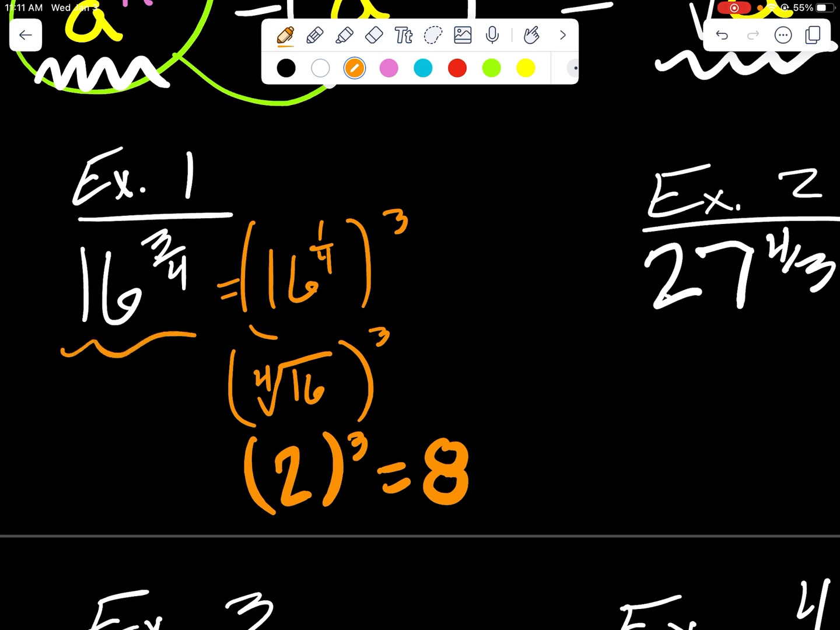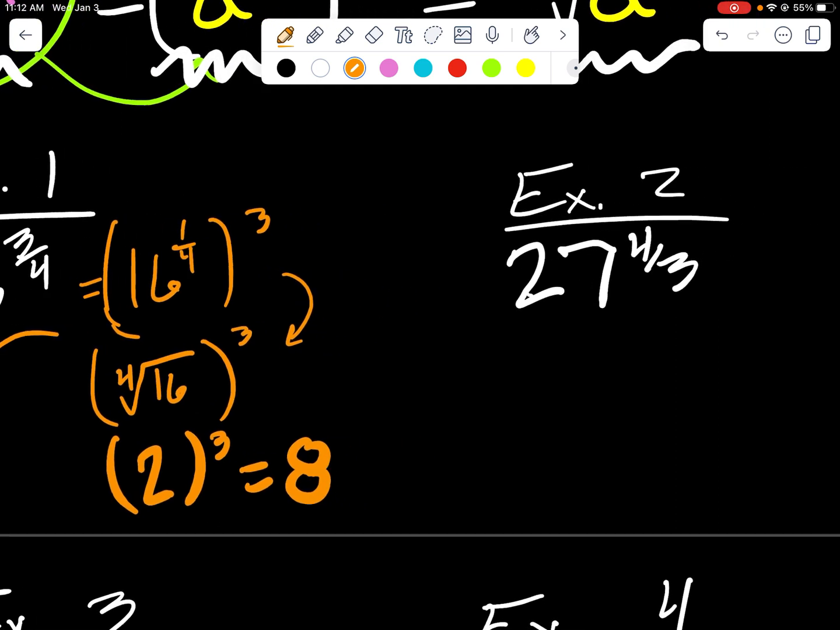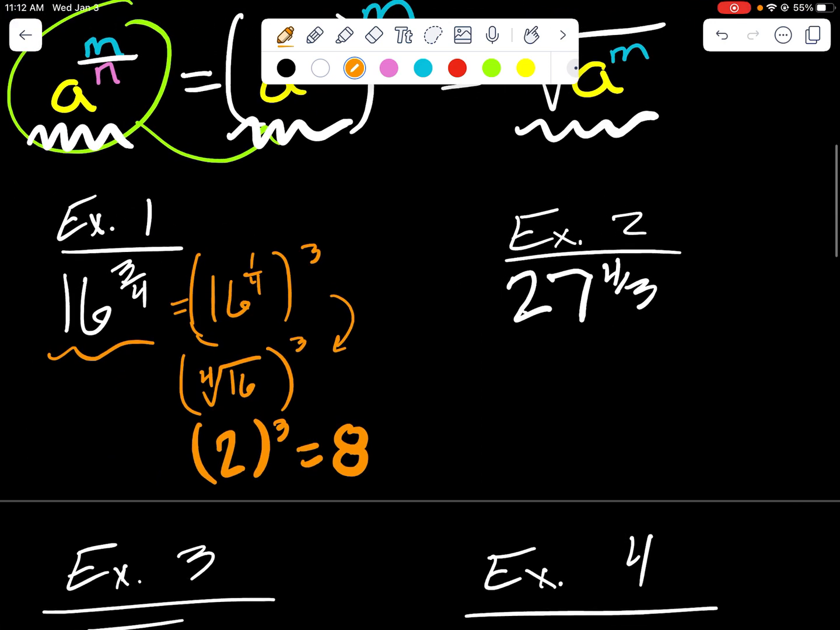So I can simplify something that looks a little confusing like that by rewriting it and then applying the exponents. Let's look at the same idea here. I have 27 to the 4/3. Well, I don't know what that is off the top of my head, so I'm going to rewrite that as 27 to the 1/3 to the 4th power.